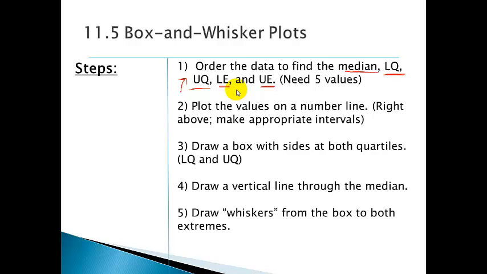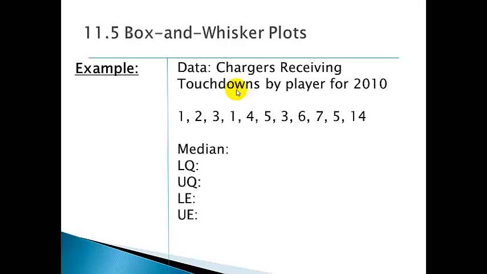So we'll go back to that chargers example that we had in 11.1. So we have our 5 pieces of data that we need to get. The first one is going to be the median. So the median, remember, the most important thing to do is order. When somebody throws you data, you need to organize it. So I'm going to organize it from least to greatest.